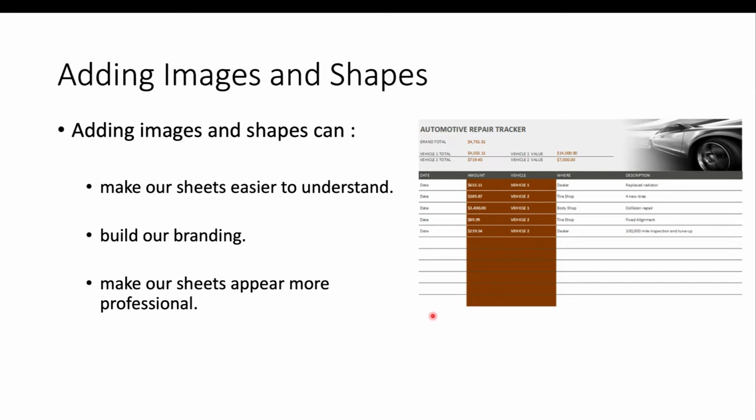So for instance, if we look at this worksheet here, without even having to read all of the individual items, in fact without even having to read the title, because of this image of the car here, we know that this worksheet is something to do with cars, and it's probably something to do with expensive cars because this image is quite a classy image. So adding images and shapes makes our sheets easier to understand, usually by giving some context around our information.